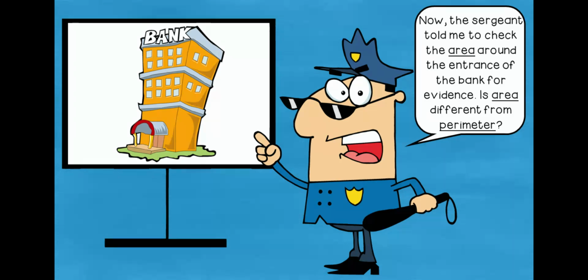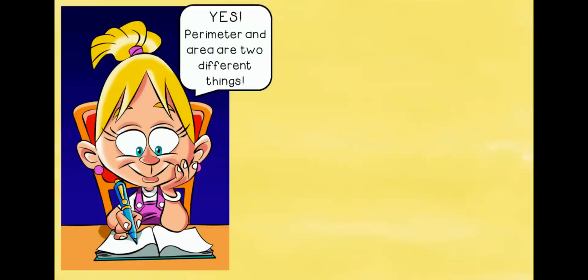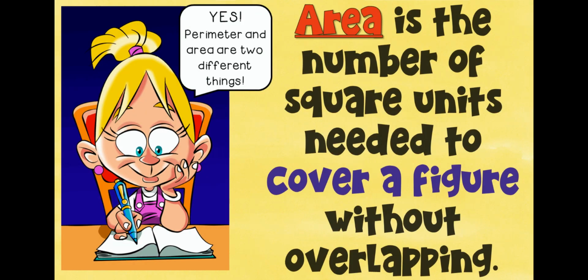So last week, like we said, the sergeant told the police officer to check the perimeter of the building and he had to go around the outside edge. But now the sergeant told him to check the area around the entrance of the bank for evidence. Is area different from perimeter? And hopefully you know the answer to that question is yes. Perimeter and area are two different things.